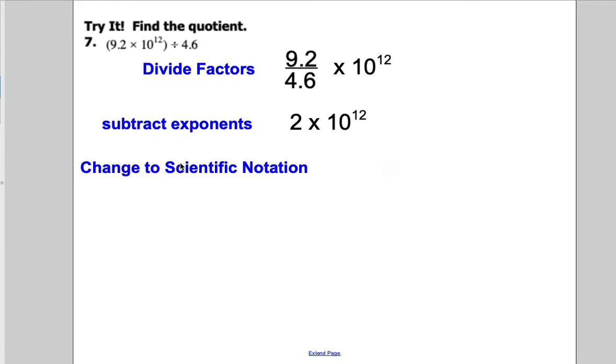Now, changing it to scientific notation. Is it in scientific notation already? Is 2 a number between 1 and less than 10? And the answer is yes, it absolutely is. So I am done already. This problem is finished. 2 times 10 to the 12th power is scientific notation. It's a 2 with 12 zeros behind it. So it is done. Done and done.